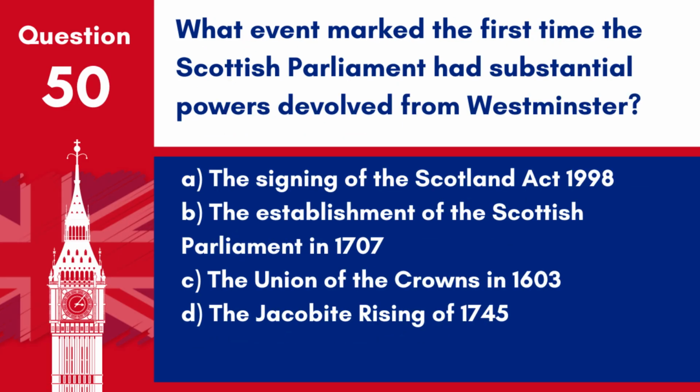Question 50. What event marked the first time the Scottish Parliament had substantial powers devolved from Westminster? A. The signing of the Scotland Act 1998. B. The establishment of the Scottish Parliament in 1707. C. The Union of the Crowns in 1603. D. The Jacobite Rising of 1745.